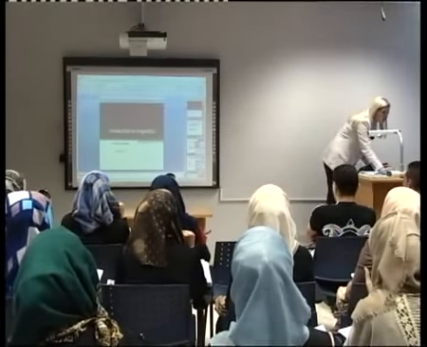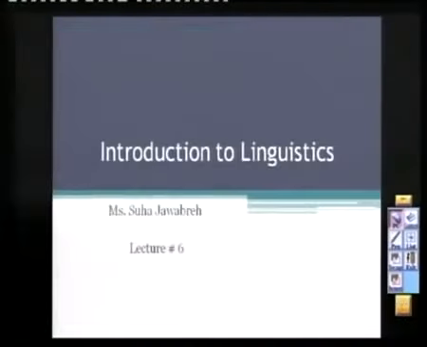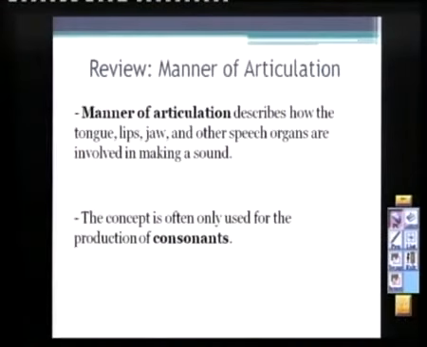Okay, a quick review of manner of articulation. We said manner of articulation describes how the tongue, lips, jaw, and other speech organs are involved in making a sound. You know what the jaw is? This is the jaw. It means how I physically produce these sounds. Physically, what do I use, and how? What happens inside the vocal tract when I produce this sound?